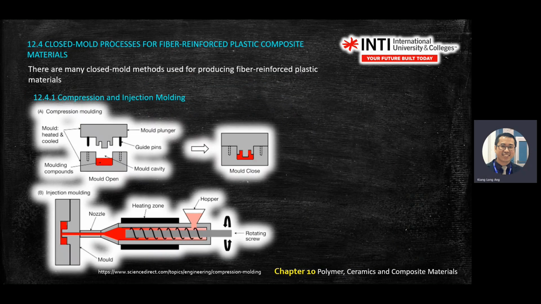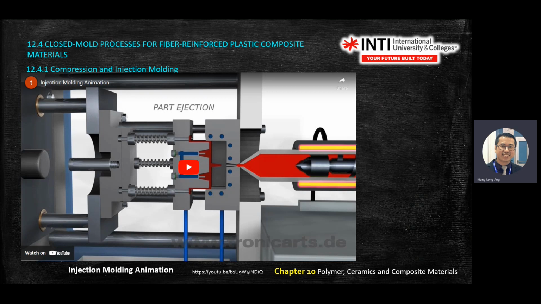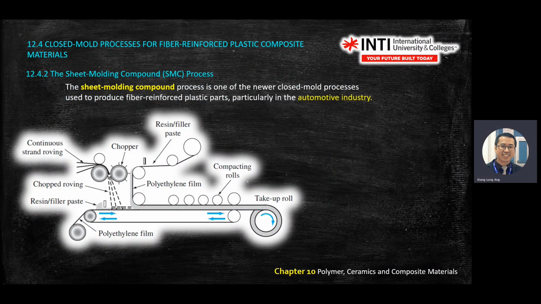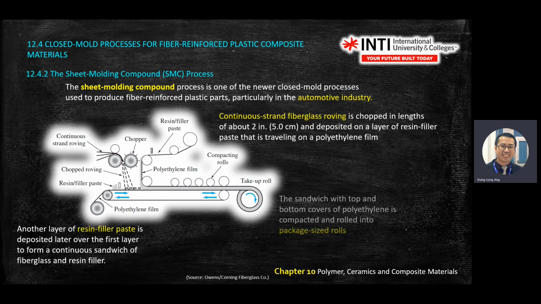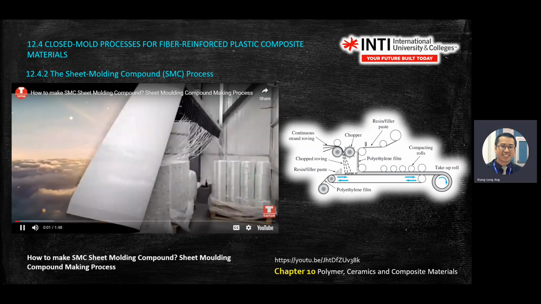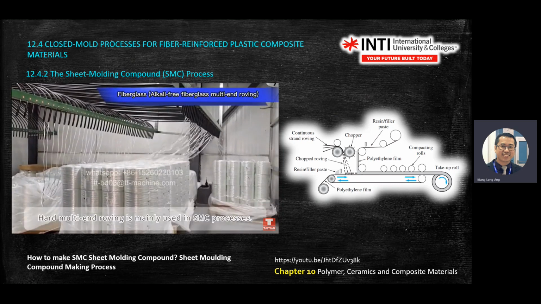Compression injection molding, this one you know already. This one you watch after the class. Injection molding is the same. Then the SMC process, sheet molding compound. Sheet means the form is a thin sheet. This one you read. Okay, this one I can show you. This is the sheet molding compound process.